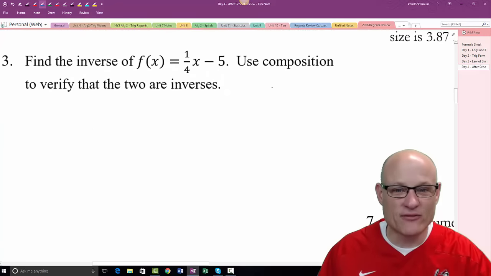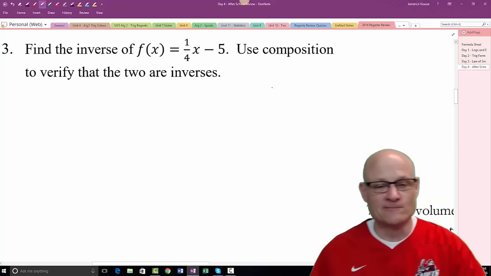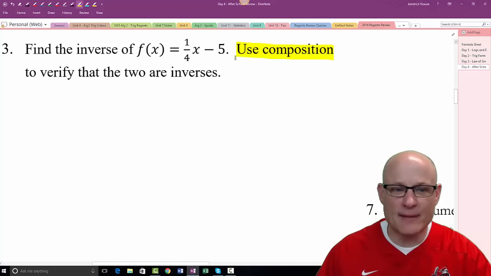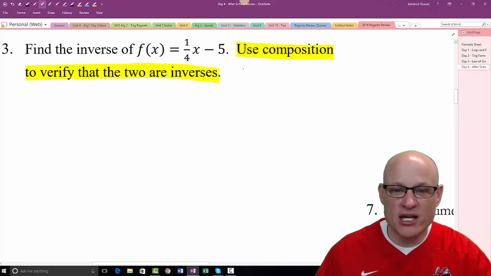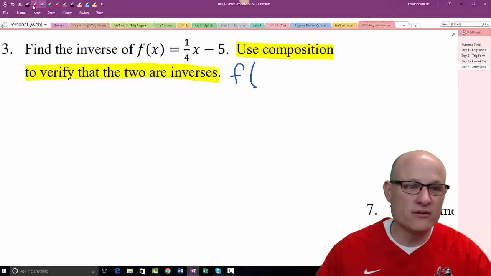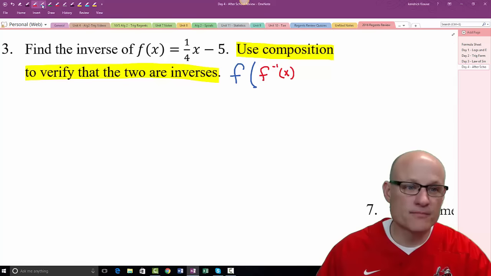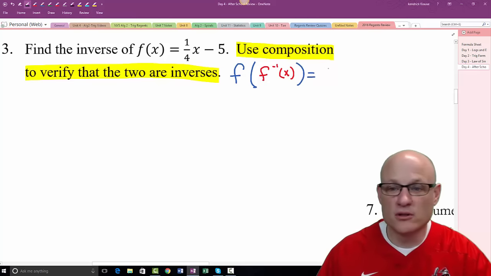It said find the inverse of this and use composition of functions to verify that the two are inverses. So let me explain what this means. Using composition of functions to verify that they're inverses means this: if you take f of f inverse of x, so you're going to take the function of the inverse, it should be equal to x. And that's how you verify.